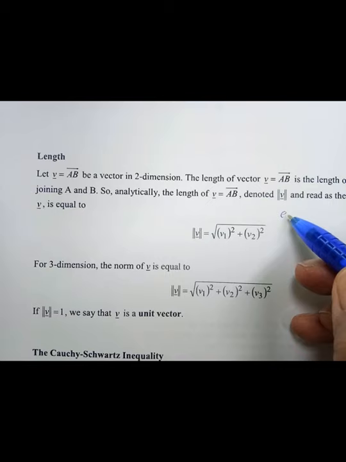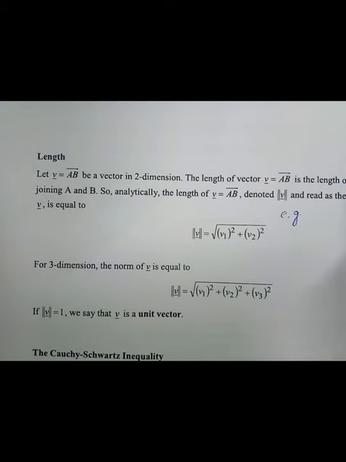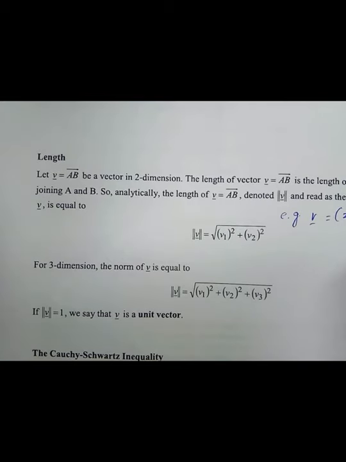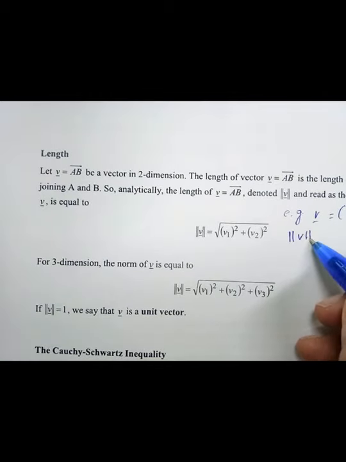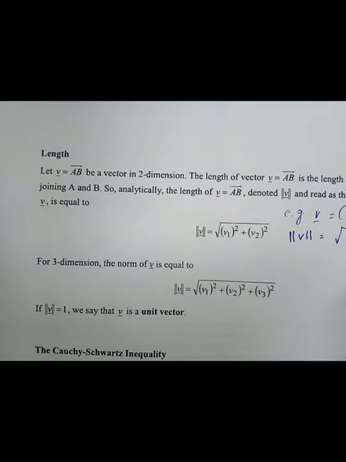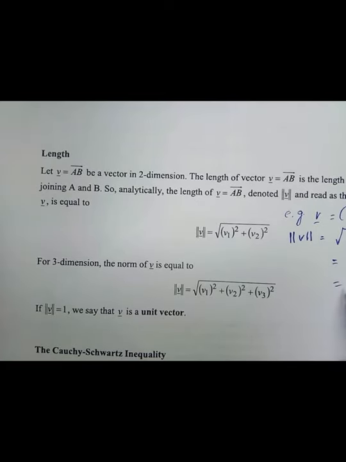Okay, example. Let's say v is given by vector component 2, 3, or it can be written as 2i plus 3j. Okay, this is in the vector form and that is the component form. So now the length of v is given by, just use the formula, root of 2 squared plus 3 squared. So the answer is root of 4 plus 9, which is root 13. So this is the length of vector v.